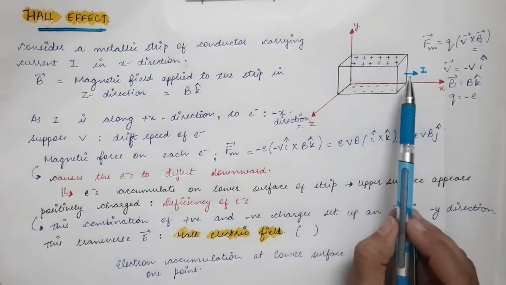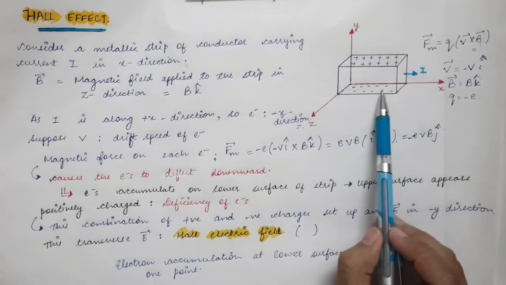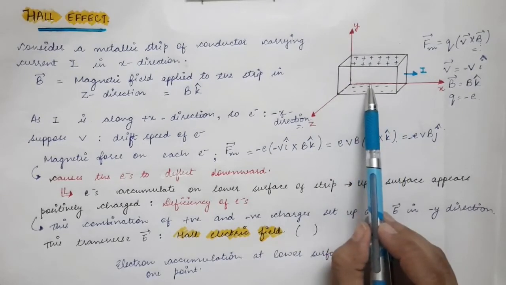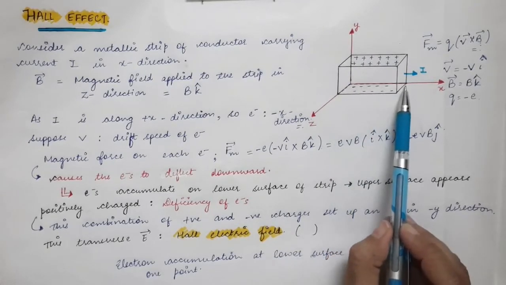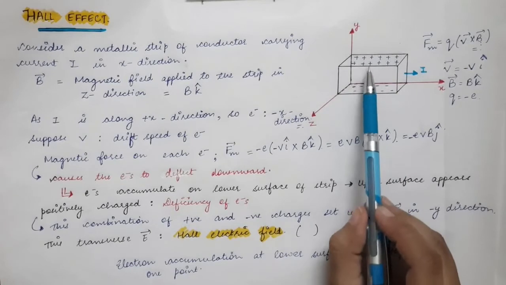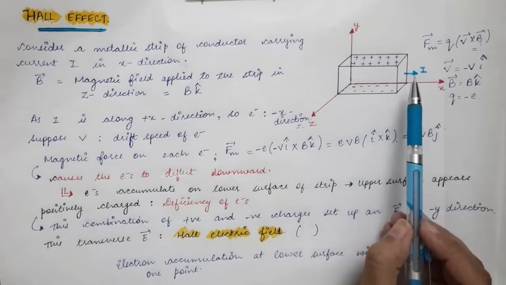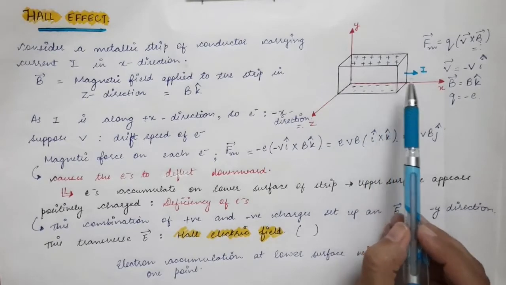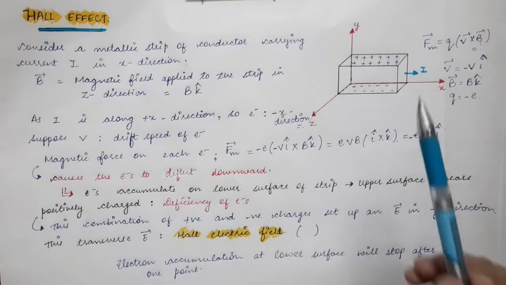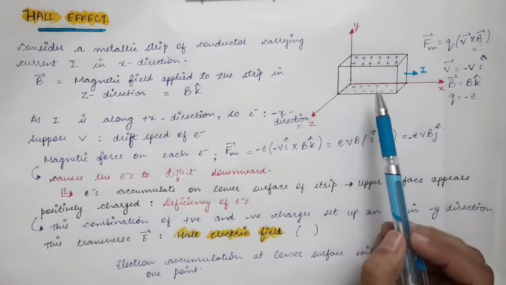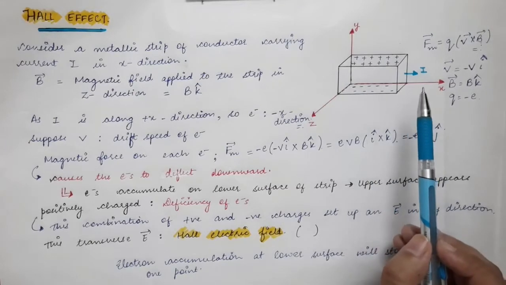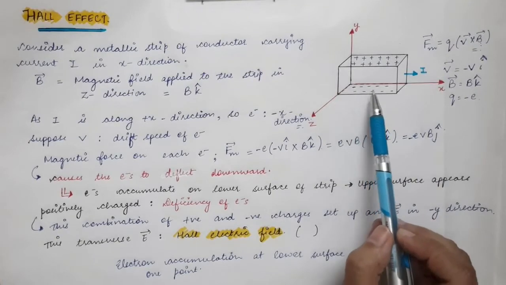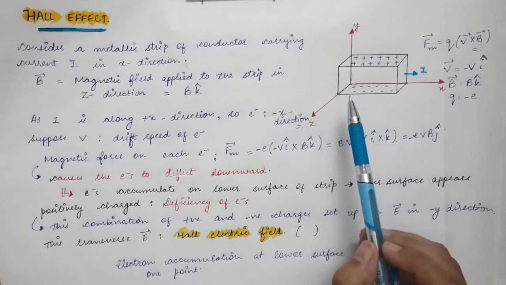So with time, as charges are getting accumulated, more negative charges are getting accumulated on the lower surface. So electric field will start to increase with time. So with time, electric field will be increasing, and one point will come when electric field will reach its maximum value and there will be no further accumulation of negative charges on the lower surface of this strip.